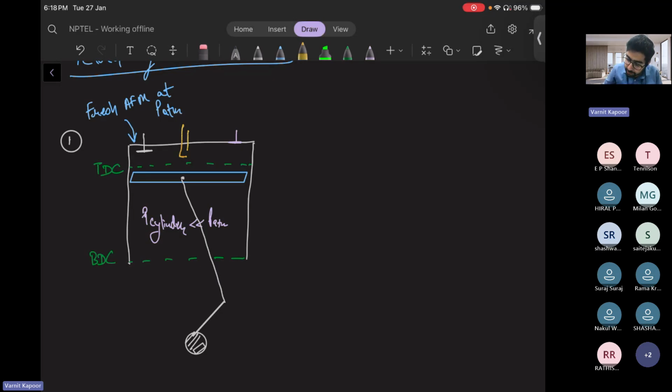Let me write, this is the connecting rod. This is your crank rod. This is your crankshaft, from where the power is transmitted to the wheels of the vehicle. Okay. This is your crankshaft.